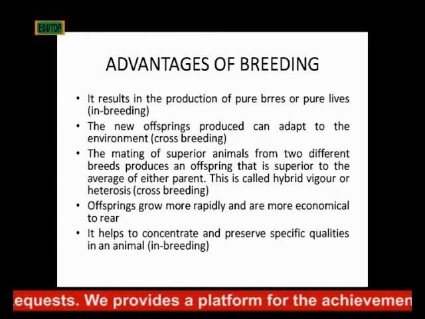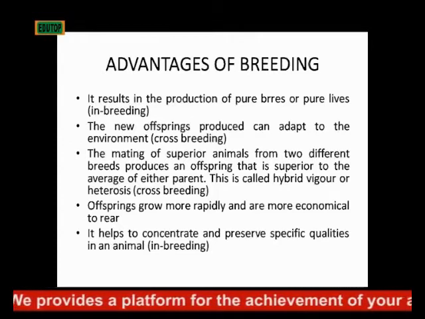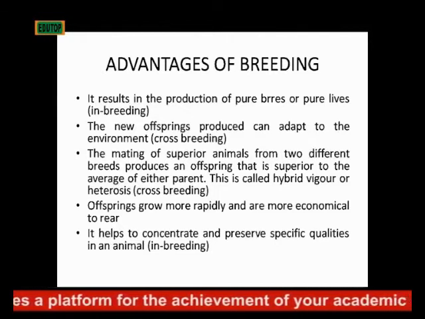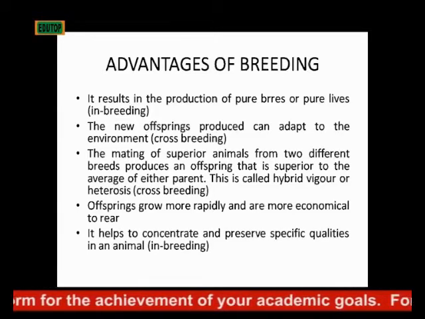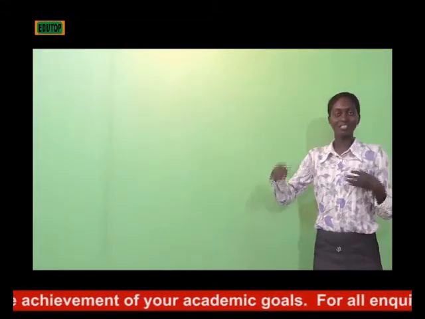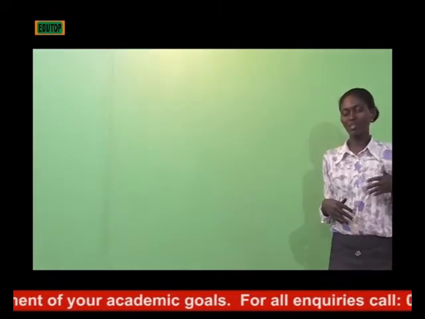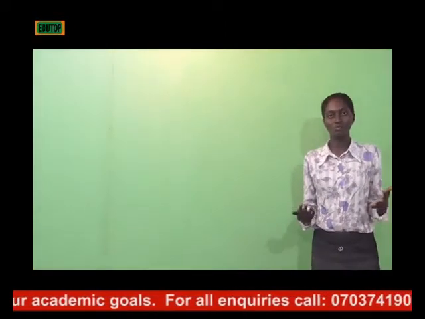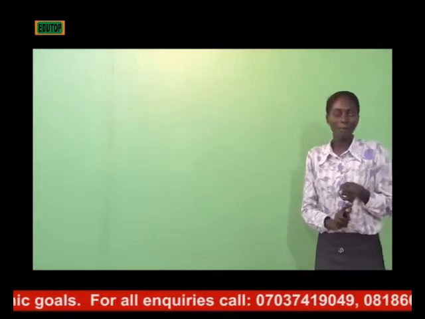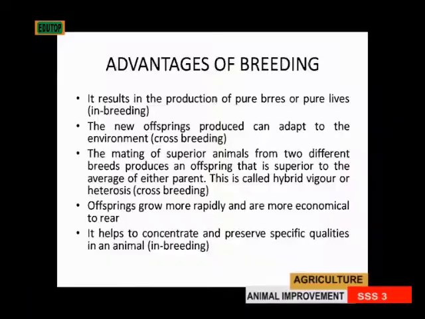That is crossbreeding. Then offspring can now grow more rapidly and are economical to rear. So when you take your animals through breeding, their offspring grow more rapidly and are more economical to rear. Another advantage is that it helps concentrate and preserve specific qualities in animals.